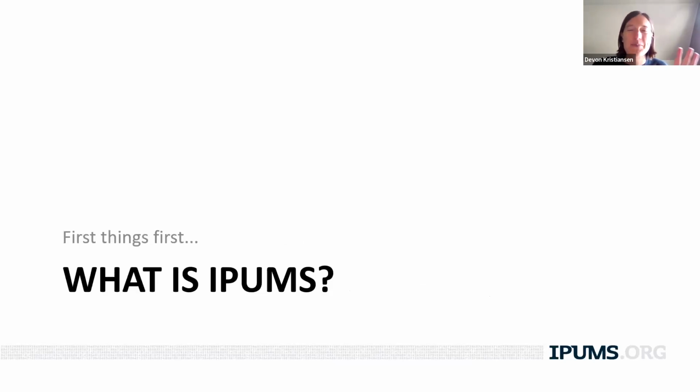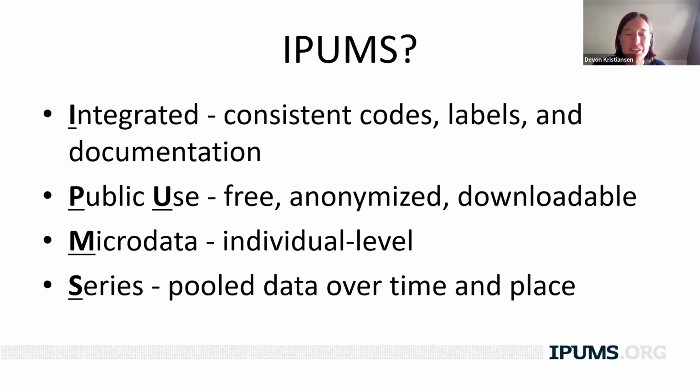Okay, so back to where I started. What is IPUMS? IPUMS stands for Integrated Public Use Microdata Series, and the Public Use Microdata Series part of the name was what the US Census public use files were called, and that's where we got started with integrating data. Integrated means that variable names and codes are made consistent over time and place. And public use means that the data are already anonymized.